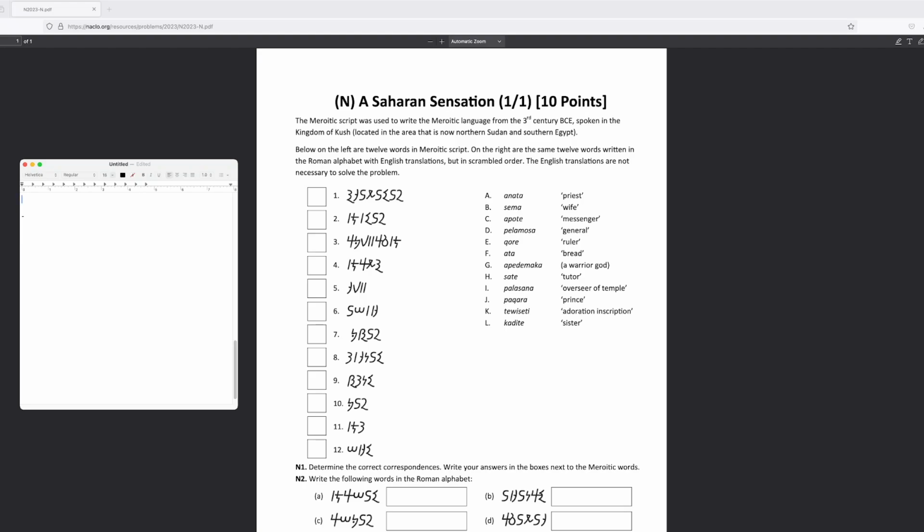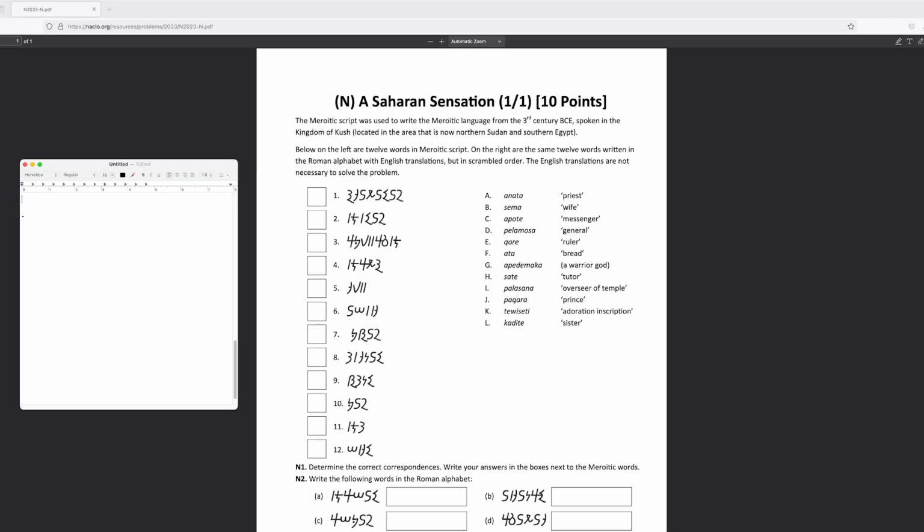Today we're going to look at a pretty boring problem. Today we're going to be looking at our first writing system problem. Woohoo! A Saharan sensation from the 2023 NACLO Invitational Round.